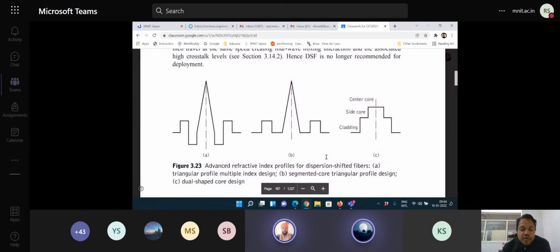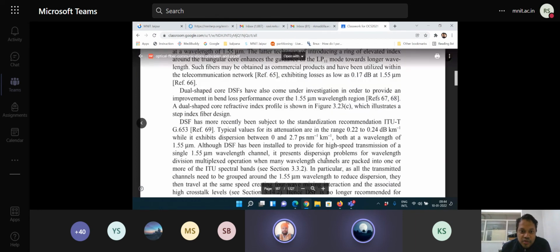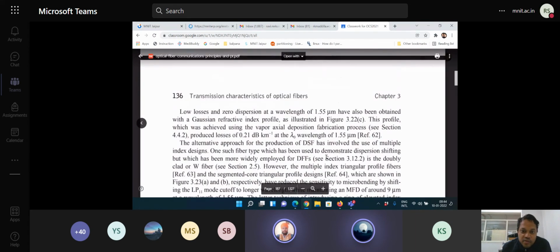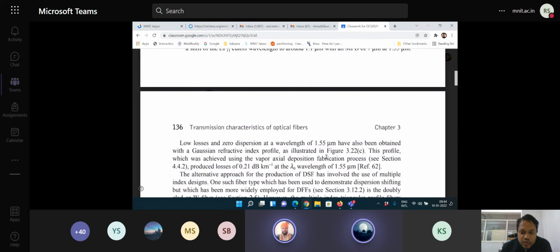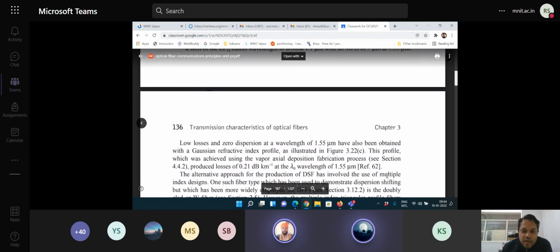So these are further advanced designs to have dispersion shifted fibers. So if you use these designs, then the dispersion is shifted to the exact wavelength, and you do not have any disadvantages as mentioned for the previous designs. So these designs are what are known as multiple index designs.